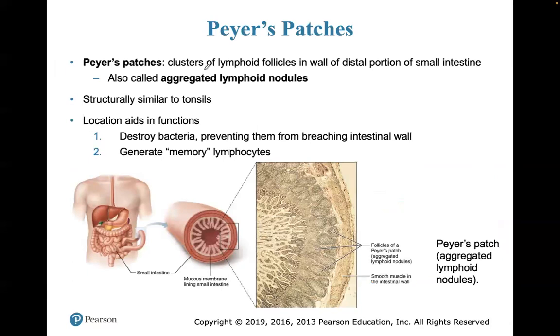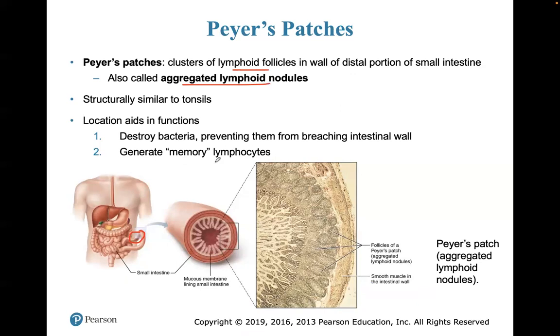Peyer's patches, what is this? These are clusters of lymphoid follicles at the distal portion of the small intestine. These are also called aggregated lymphoid nodules. Their structure is very similar to tonsils. What do they do? They destroy bacteria, prevent them from entering the intestinal wall, and also generate memory lymphocytes.